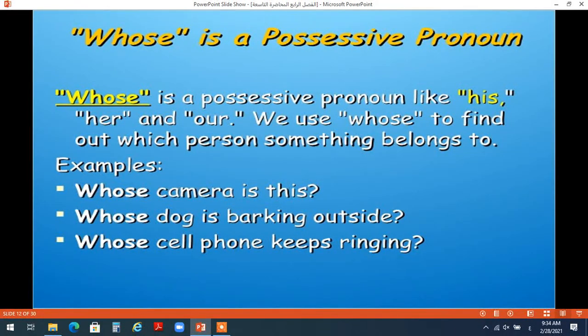For example, whose camera is this? We can say this camera is mine. So if we want to ask about the possession of this camera, we can use the WH word whose. Or whose dog is barking outside? For example, Ahmed's dog is barking outside. Whose cell phone keeps ringing? We can say my cell phone keeps ringing. So if we want to ask about the possession العائدية أو الملكية, we can ask by using the WH word whose.